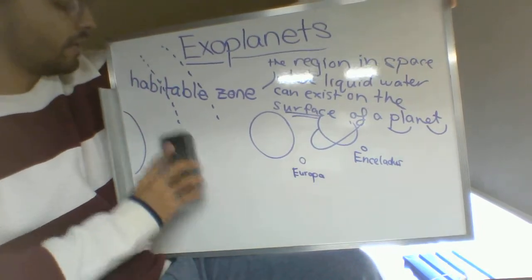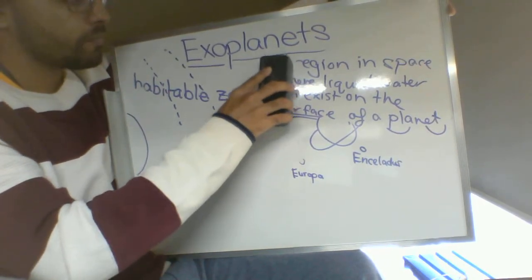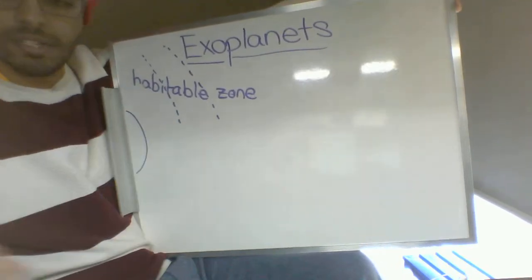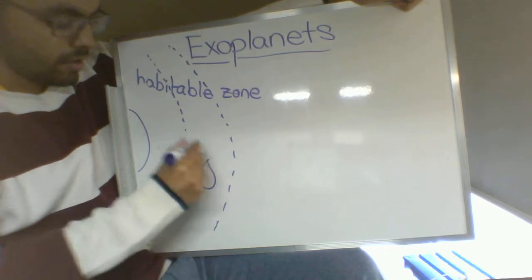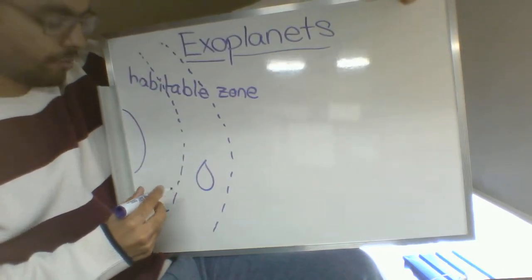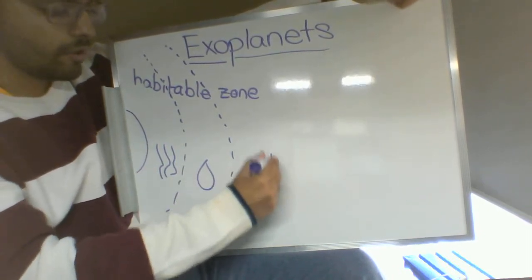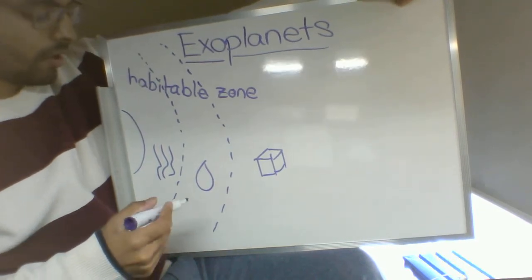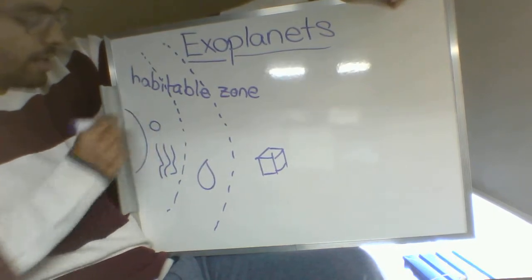All right, so basically I'm going to leave that there. For any star, for different types of stars, the distance will be different. But basically, for every star, there's this region of space where if there's water on the surface, it'll be in liquid form. Any closer and it'll be steam, where it's too hot, and any further away and it'll be ice or too cold.